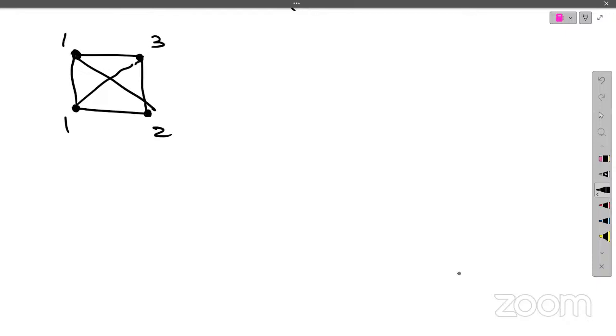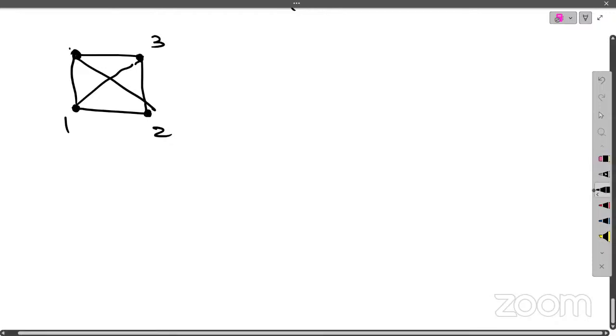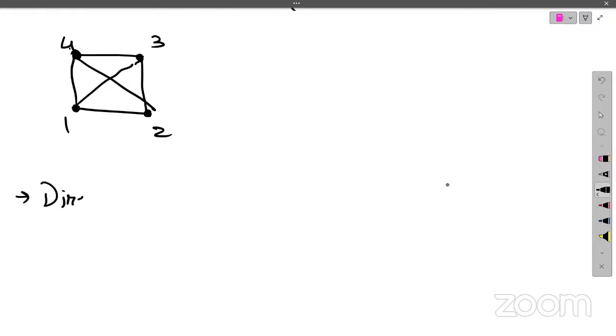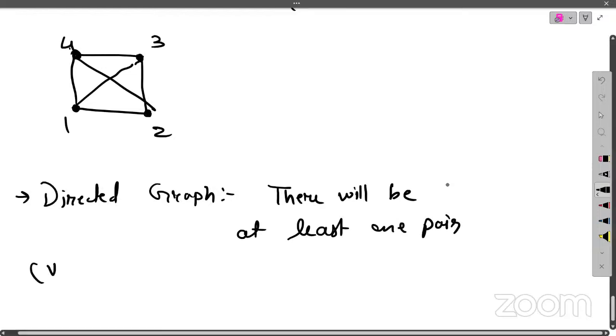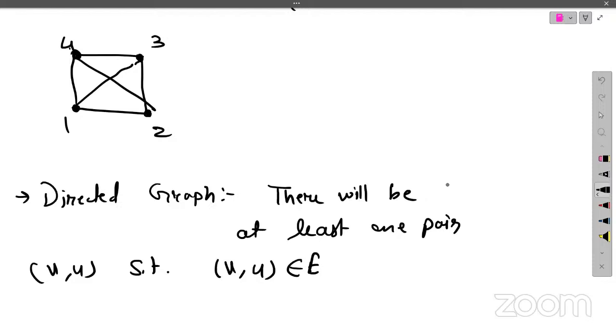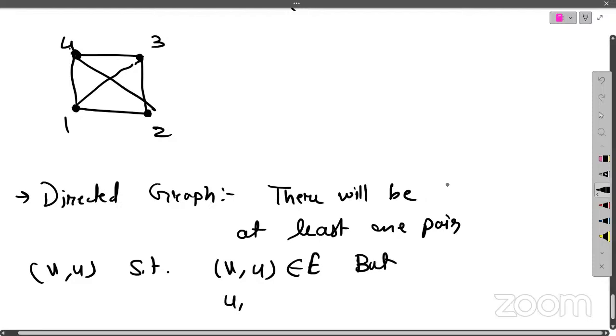1, 2, 3. Now, what is a directed graph? In a directed graph, there will be one pair which does not satisfy the symmetric relation. Directed graph means there will be at least one pair V comma U in such a way that there is an edge from V to U, but there is no edge from U to V. This is known to be a directed graph.